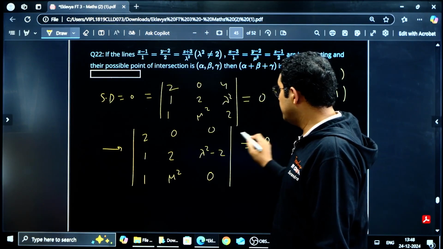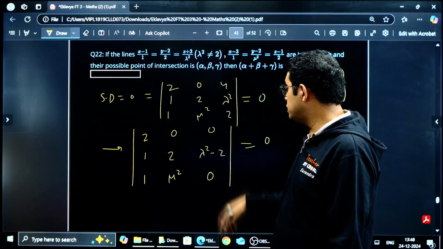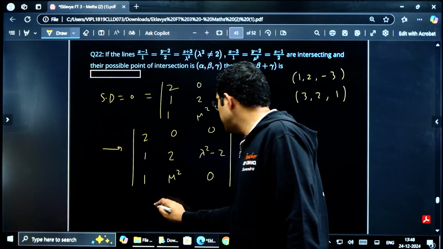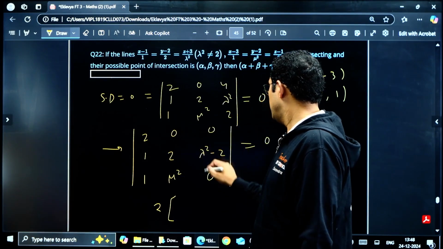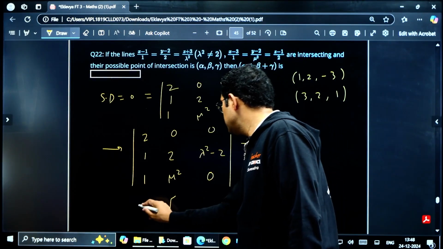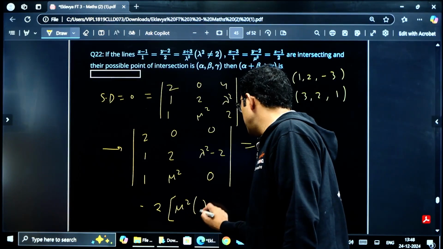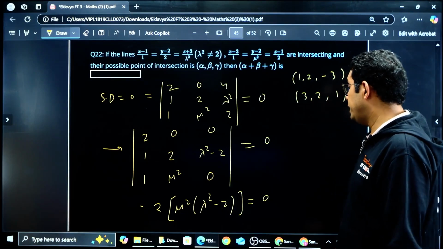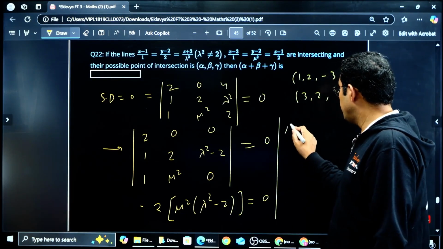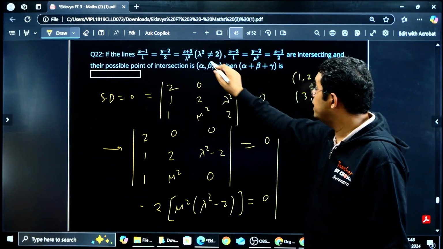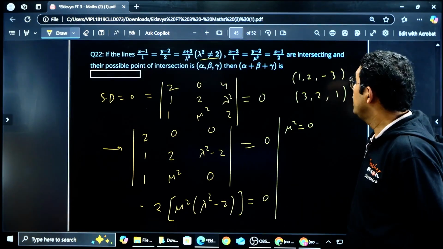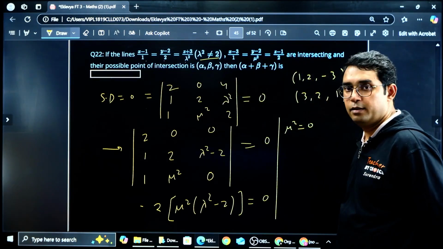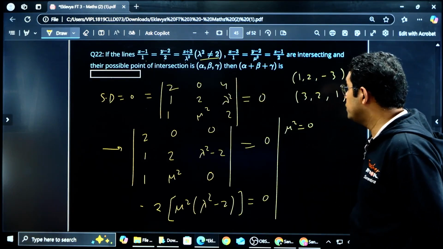That's great. So we can expand along the first row or the last column, both are the same thing. If I expand the first row, it will be 2 into this minus mu square into lambda square minus 2 is equal to 0. So from this we will be getting mu square is equal to 0, because we are given lambda square is not equal to 2. Actually, if this becomes equal to 2, there are chances they both become parallel. So that's why maybe it is given here, mu square is equal to 0.